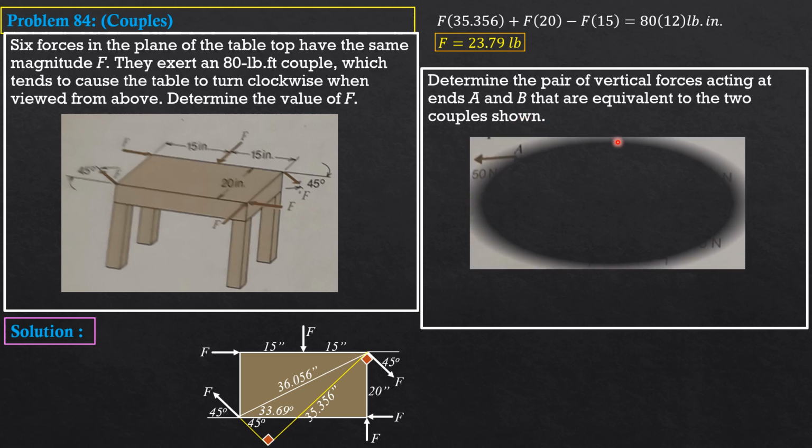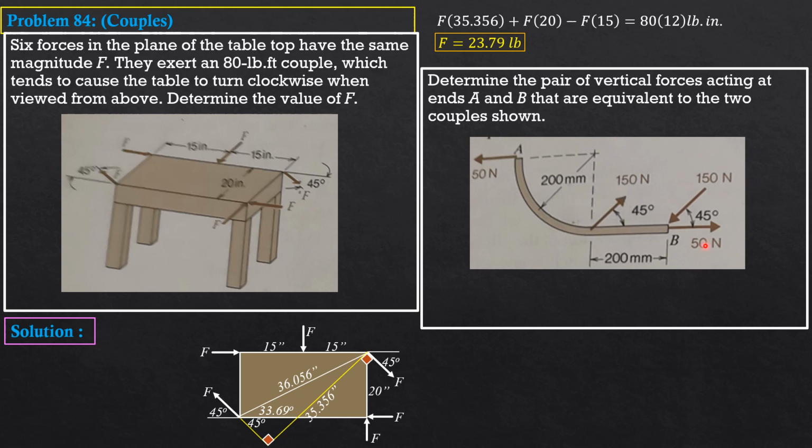So for your part, determine the pair of vertical forces acting at ends A and B that are equivalent to the two couples shown. So this is it. Then I want you to show that the forces at A and B, vertical, are 28.02 newtons up at A and 28.02 newtons down at B.